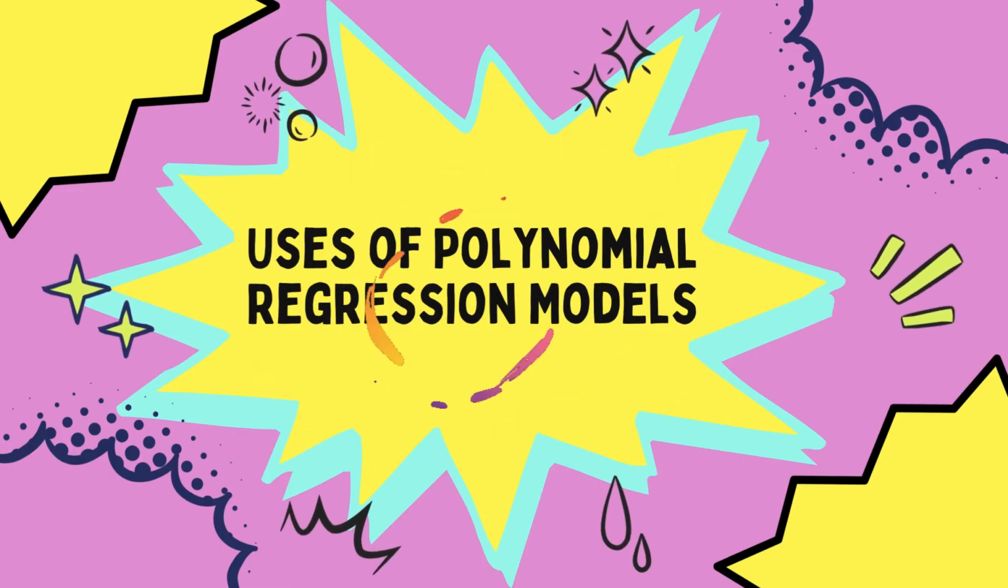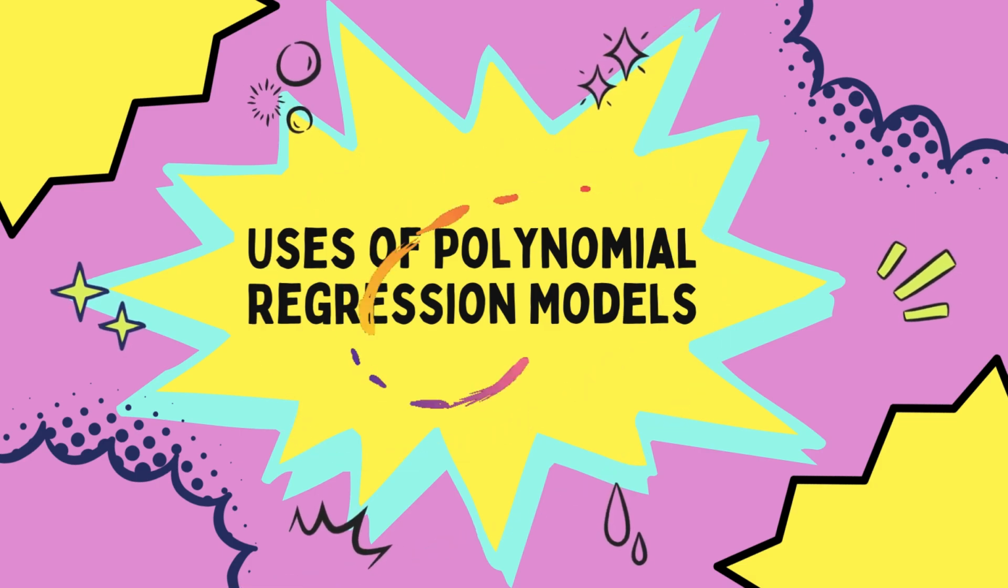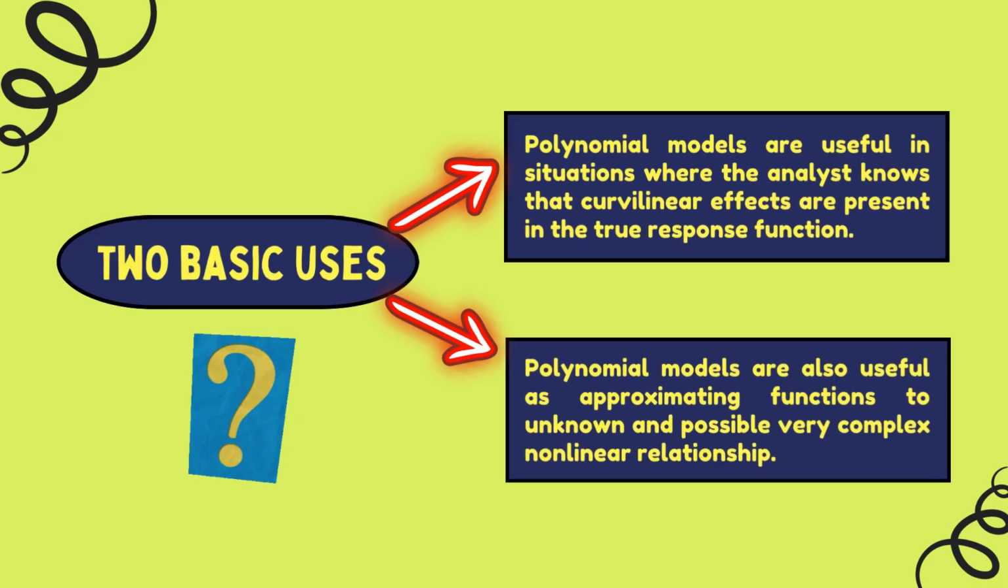The uses of polynomial regression model are: 1. Polynomial models are useful in situations where the analyst knows that curvilinear effects are present in the true response function. 2. Polynomial models are also useful as approximating functions to unknown and possibly very complex nonlinear relationships.